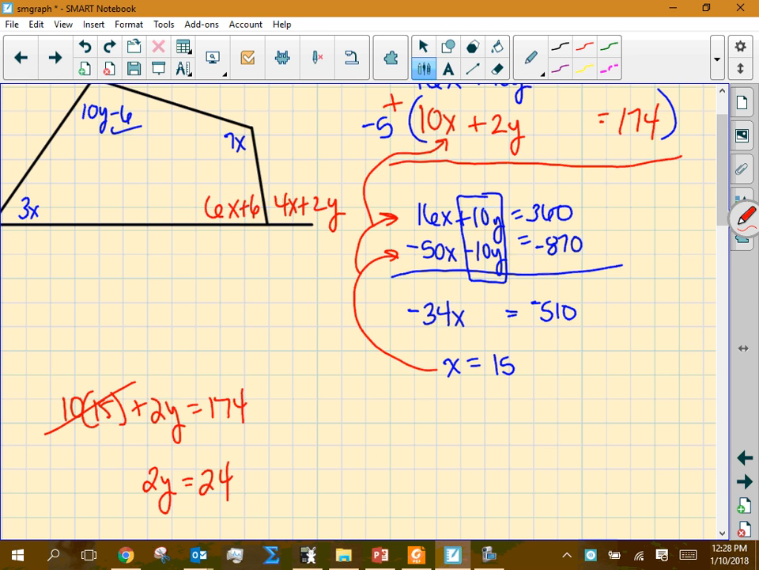And then you can look at the interior ones if you want to. And you go 3 times 15, and 7 times 15, and 10 times 12 minus 6, and then 6 times 15 plus 6. And add those together, evaluate those, and that should give you 360. And if they do, that's verification that you've done things correctly. No other numbers of x and y will give you those two end results of 180 and 360.